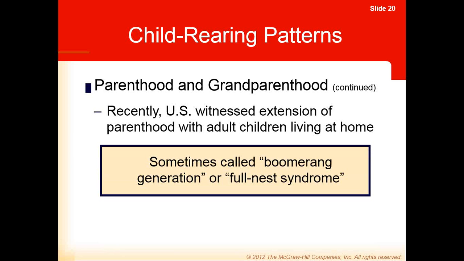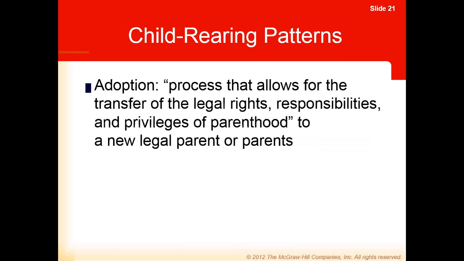Or after having struck out, actually returning home. That would be what's called the boomerang generation, the generation of children who have tried to strike out on their own, have not been successful, and then have returned home. Full nest syndrome, this is where, following college, they just move back in and live with the parents for an extended period of time until they strike out on their own.